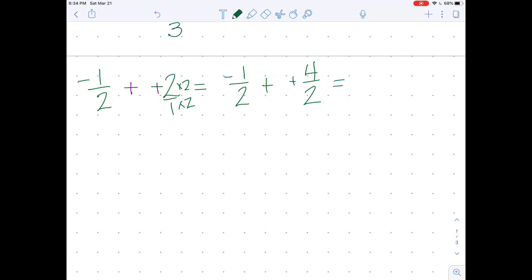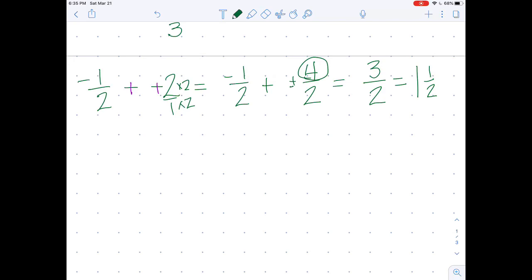Negative 1/2 plus 4 over 2, so we're going to subtract. 4 minus 1 would get me 3 over 2. And it has to be positive because the bigger number is 4, and it's positive. Okay? Then if we simplify this, make it a mixed number, we get 1 and 1/2. Okay, let's look at an example where they have the same sign.